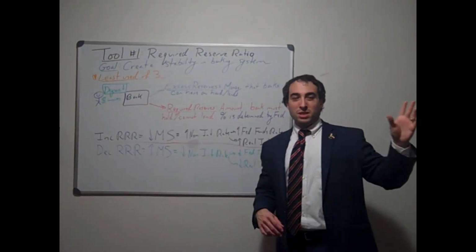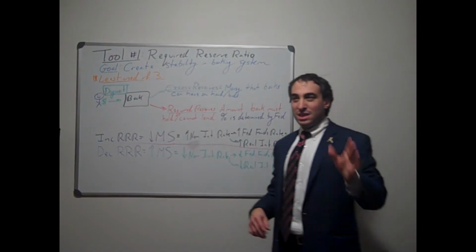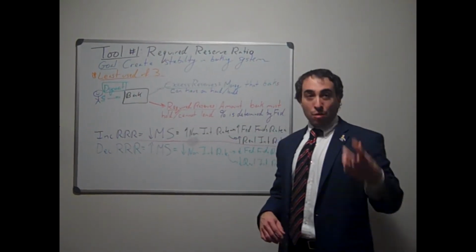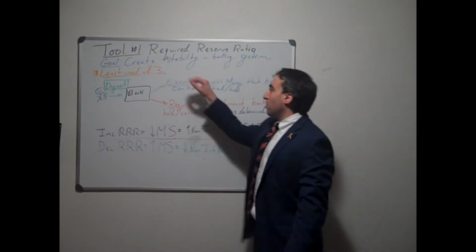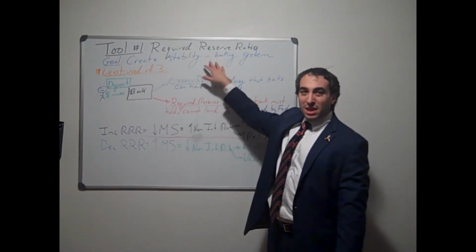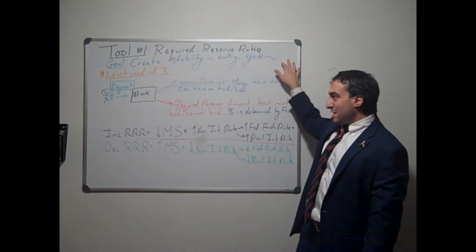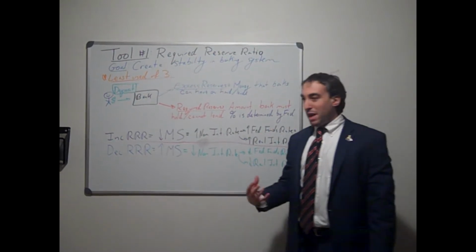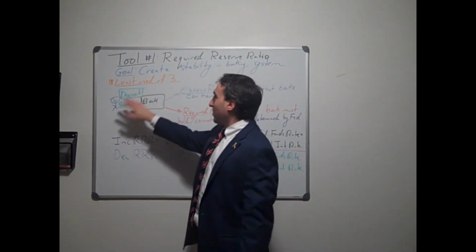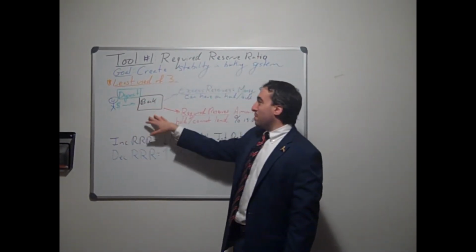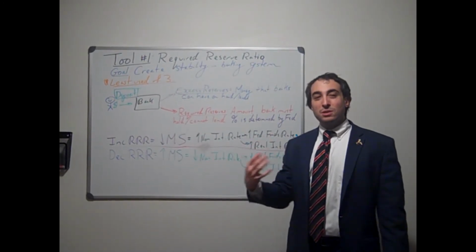We already saw reason number one, to create currency stability, stability within our own money supply. Goal number two is to create stability in the banking system. One of the big problems with banks, let's take a look: when we deposit money into the bank, it can do two things with our money.